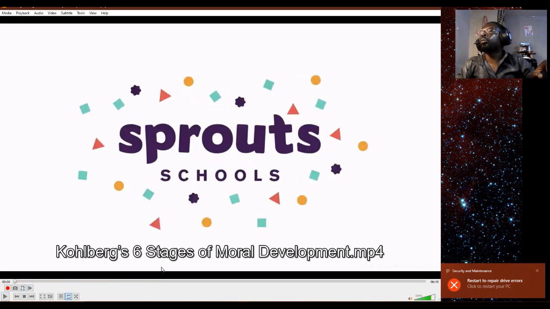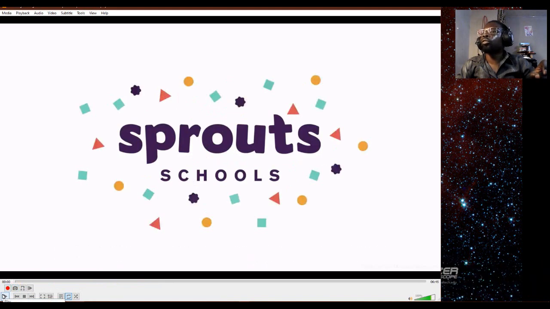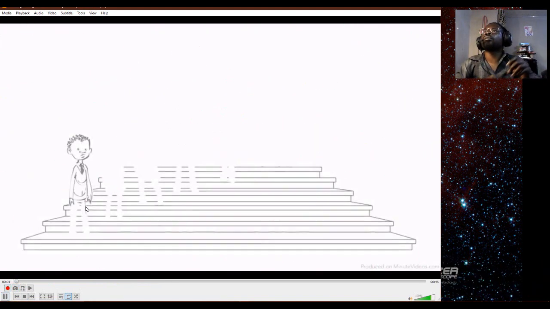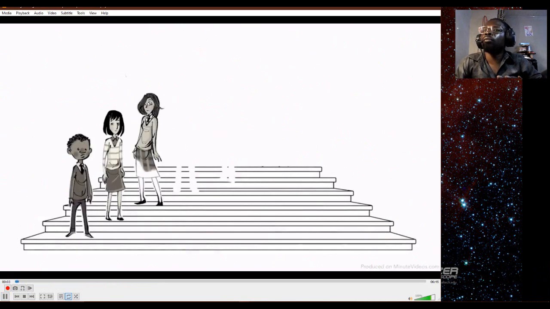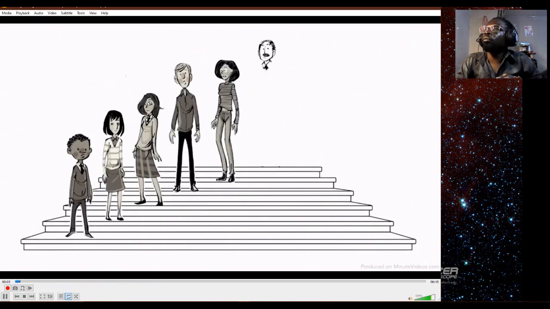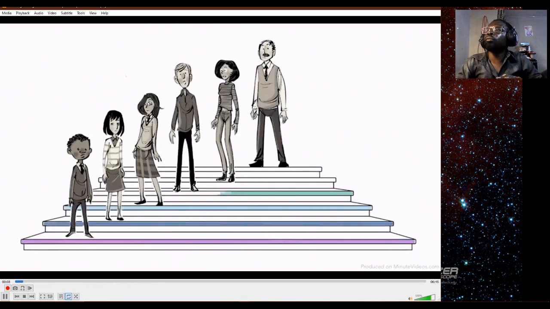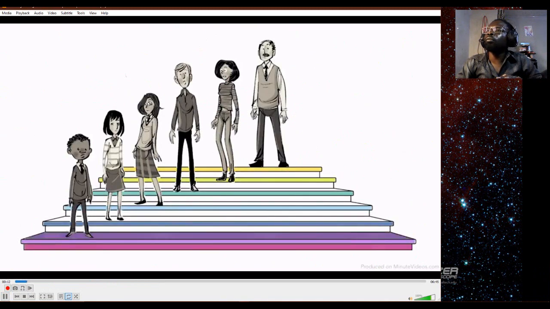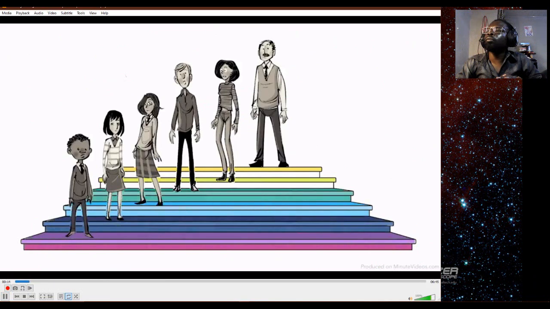This one is Kohlberg's 6 Stages of Moral Development. So let's go straight into it. Lawrence Kohlberg's theory claims that our development of moral reasoning happens in 6 stages. The stages themselves are structured in 3 levels: pre-conventional, conventional, and post-conventional. To understand this better, imagine a conflict at school.